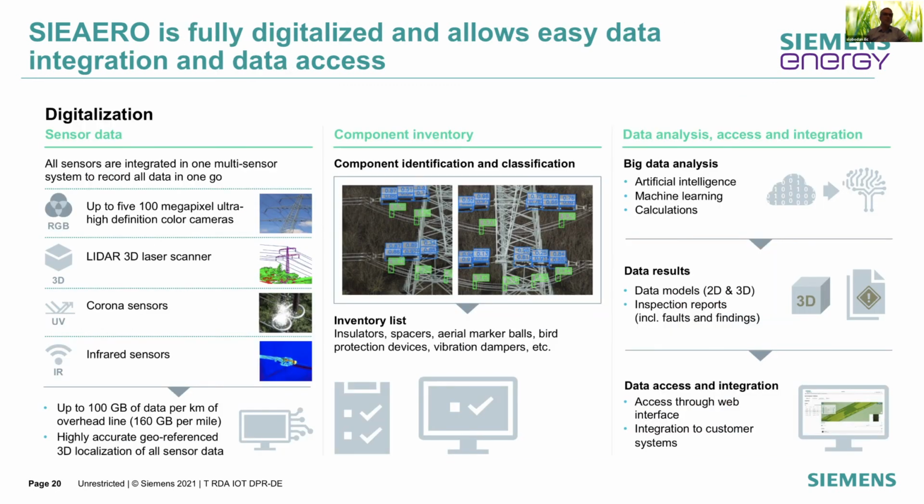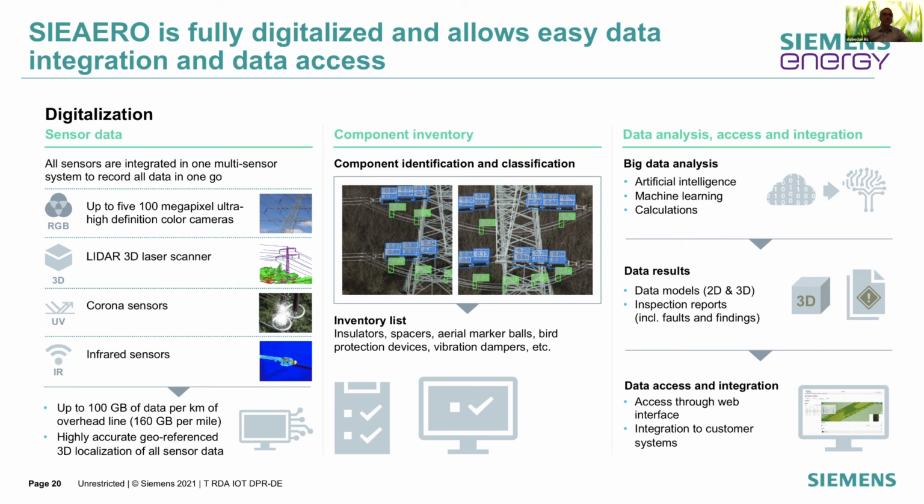When we talk about the sensor data, we have RGB cameras, and they're high resolution, going up to 100 megapixels. And there are 5 of such cameras. There is a LiDAR sensor, which provides the 3D data. There are corona ultraviolet sensors, and there are infrared sensors. We talk about 100 gigabytes of data per kilometer, and this is really a lot of data to process.